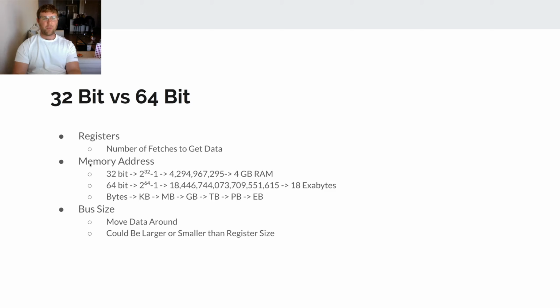It affects how many memory addresses our CPU can actually look at, basically, right? So what I mean by that is, if we have a 32-bit machine with a 32-bit register, the highest value that it can hold is 2 to the 32 minus 1. So basically 4.2 billion different possible values, which equates to about 4 gigabytes of RAM.